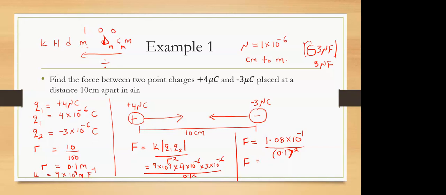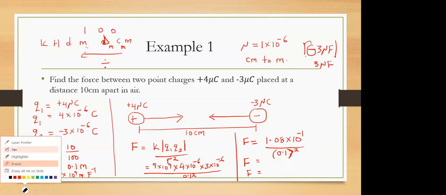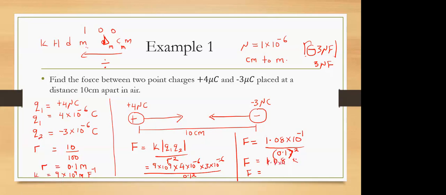Remember, the distance is squared, so make sure you square. 1.1 times 10 power 1. Okay, what about the rest? What are you getting? Have you rounded off this 1.1? You round, okay, first give us what you had. 1.08 times 10 power 1.